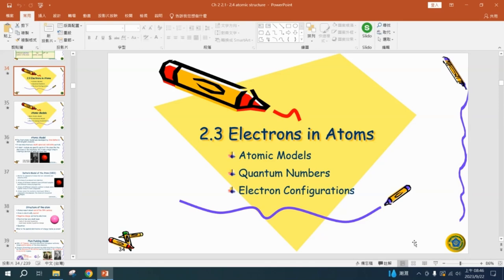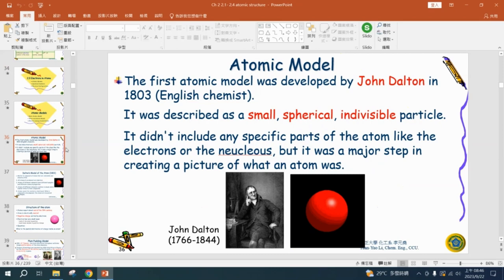All right. Welcome to the lecture of the material science. Today we are going to talk about the Bohr atomic model. Before we get started, as usual, let's have a quick recall about what we have learned on Wednesday. So on Wednesday, we started to understand the atomic model.